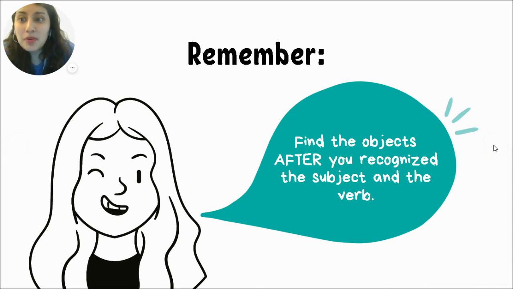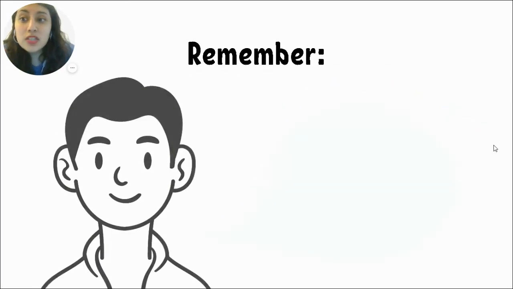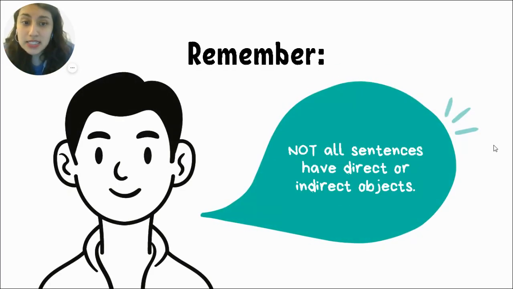We're going to see just some things that we need to remember, okay? First is that we are going to find the objects, whether direct or indirect, after we know and we are sure what is the subject and what is the verb. So that is first, subject, verb, and then the direct or indirect object. And also we need to know that not all sentences have direct or indirect objects. Okay, so just some of them have, because some other sentences have other parts in their predicates. So we need to ask the right questions to find them.